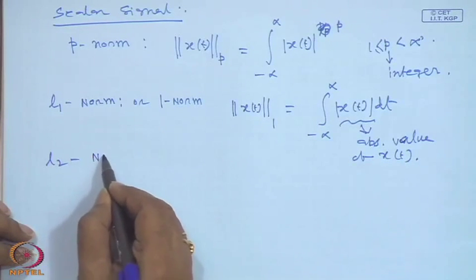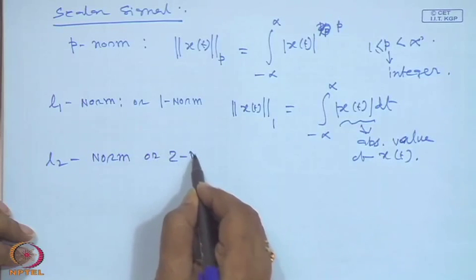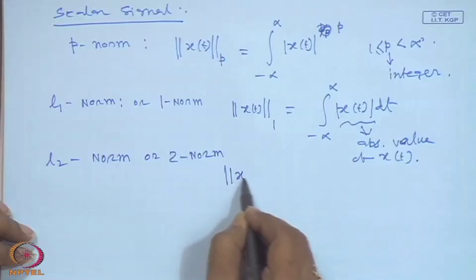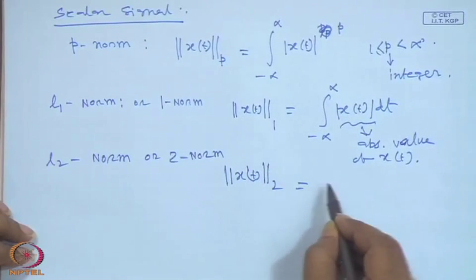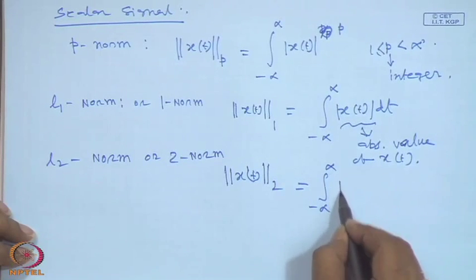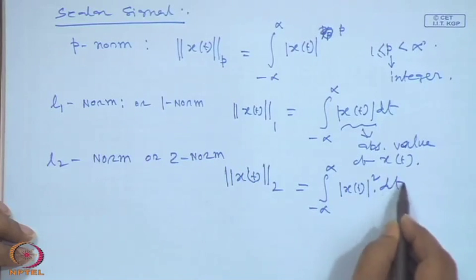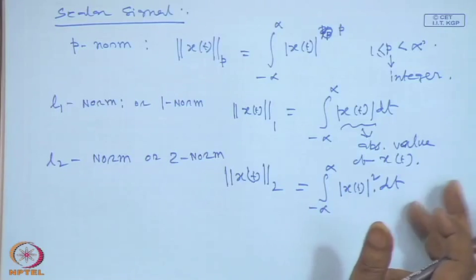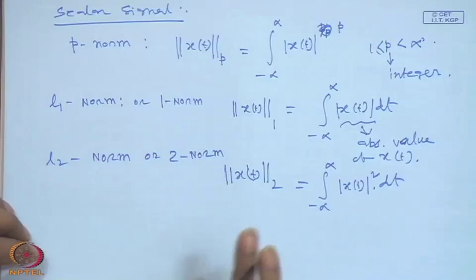Now, the L2 norm, simply we call the 2 norm. So, what is the physical significance of this one? It is the energy content, because if you consider a unit resistance and pass a current x of t, then I squared into R is the power over the interval, this energy. So, this is the representation of energy content in the signal, provided x tends to 0 as t tends to infinity.